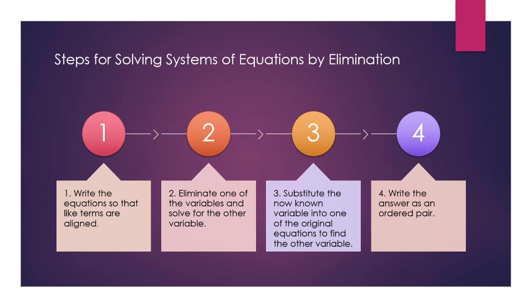First, write out the equations so that like terms are aligned. Then we're going to eliminate one of the variables and solve for the remaining variable. Then we're going to substitute the now known variable into one of the original equations to find the unknown variable. And then we're going to write the answer as an ordered pair. But let's see what that actually looks like.